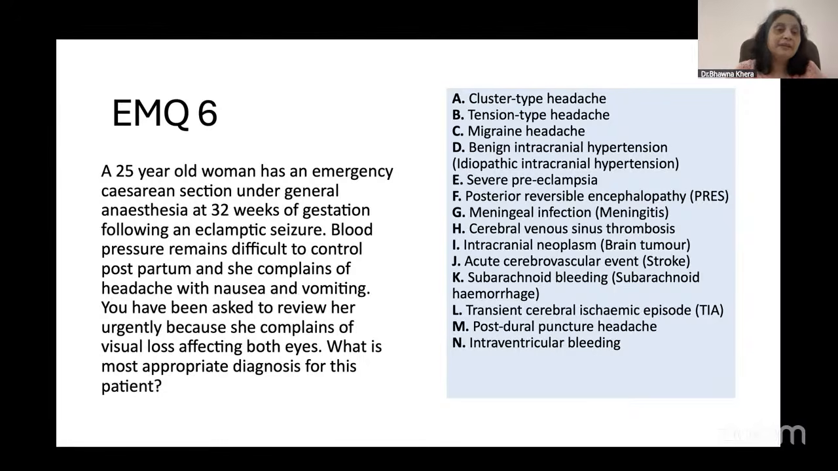Now, what is happening here? She has had an emergency cesarean section, which was done under general anesthesia at 32 weeks of gestation, following an eclamptic seizure. Blood pressure remains difficult to control postpartum, and she complains of headache with nausea and vomiting. You have been asked to review her urgently because she complains of visual loss affecting both eyes. Now, very carefully, we have to answer what it is.